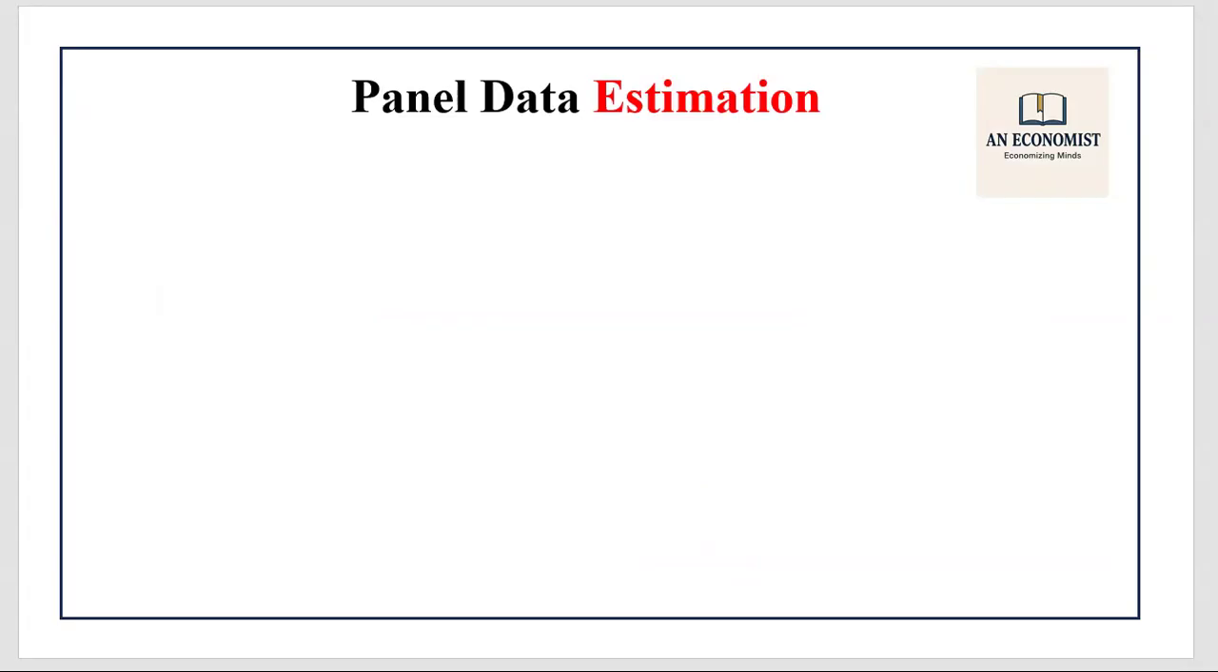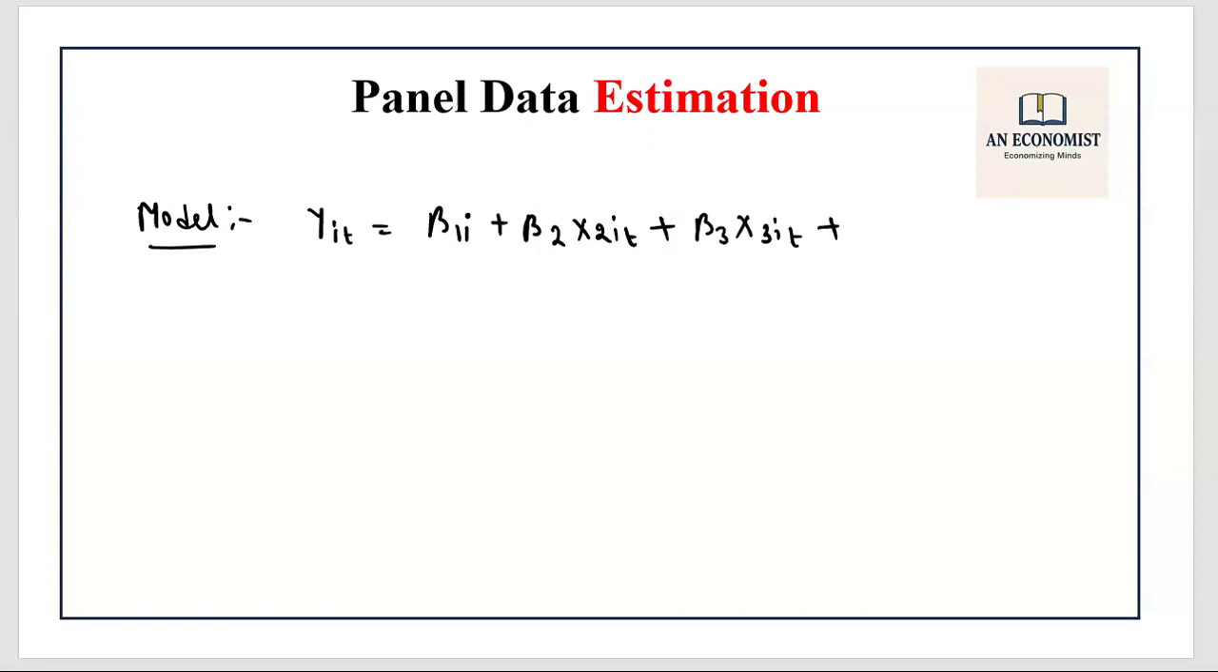The model that we will use is quite similar to the fixed effect model that we have done earlier. The model will be like this: Y_it equals beta_1i plus beta_2 X2_it plus beta_3 X3_it plus u_it. I hope you have seen this before.